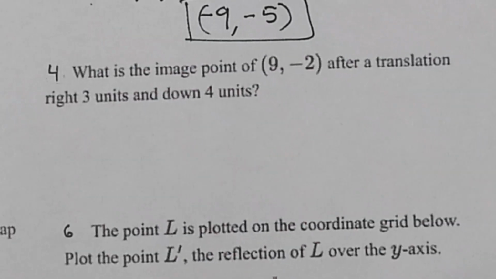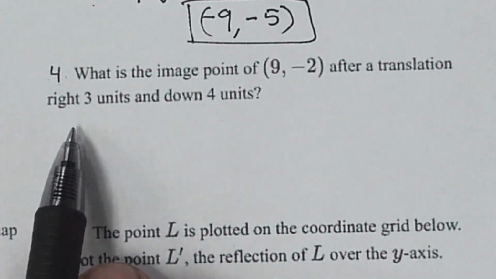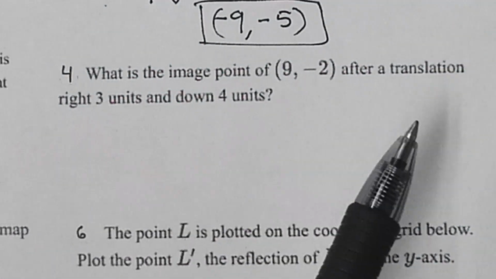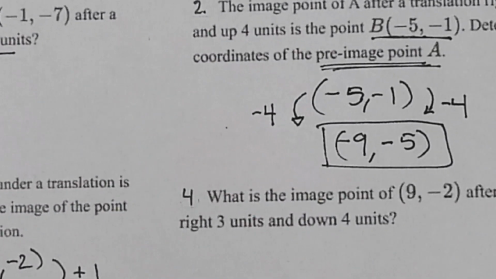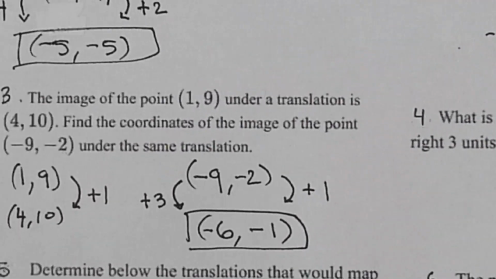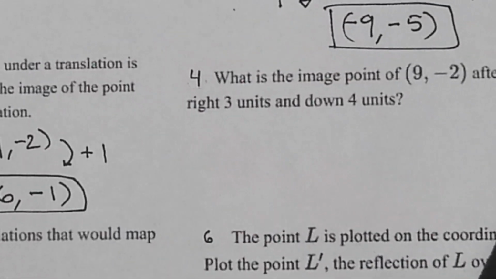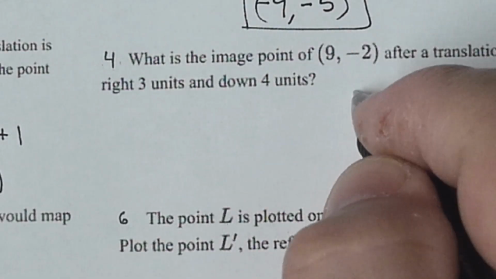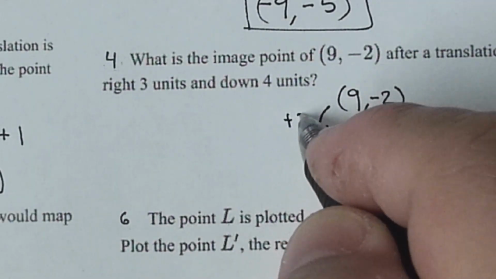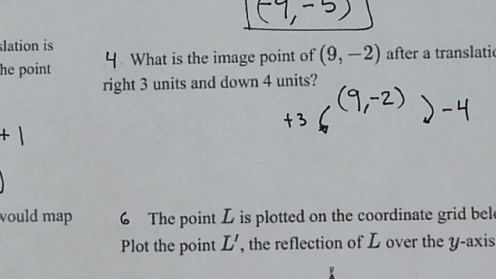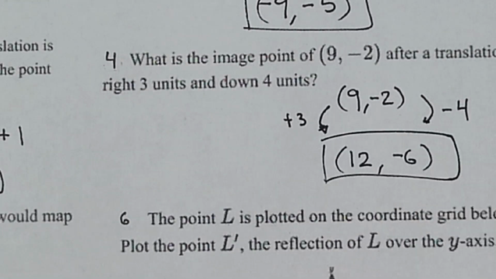Number 4. What is the image point of 9, -2 after a translation right 3 units and down 4 units? So which one does it look like? Does that look like number 1, number 2, or number 3? If you said number 4 looks like number 1, you are correct. So let's go ahead and solve this quickly. 9, -2, it says go to the right 3 and down 4. That becomes 12 and -6, and there's my answer for number 4.